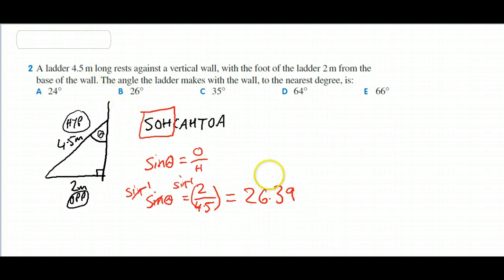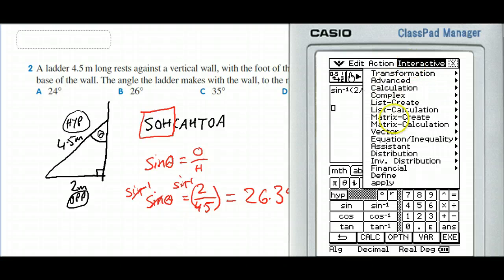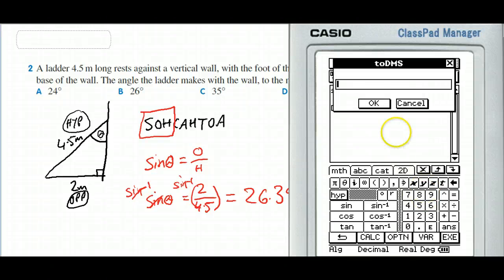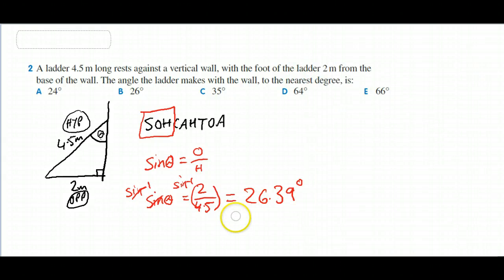And since our units were in meters, actually it doesn't matter that they were in meters, but this is an angle, 26.39. But we should really convert that into degrees, minutes, seconds, shouldn't we? So here's our answer again, 26.39. Let's go interactive, transformation, and change it to degrees, minutes, seconds. And there we go, 26 degrees, 23 minutes. Okay, so there we go.